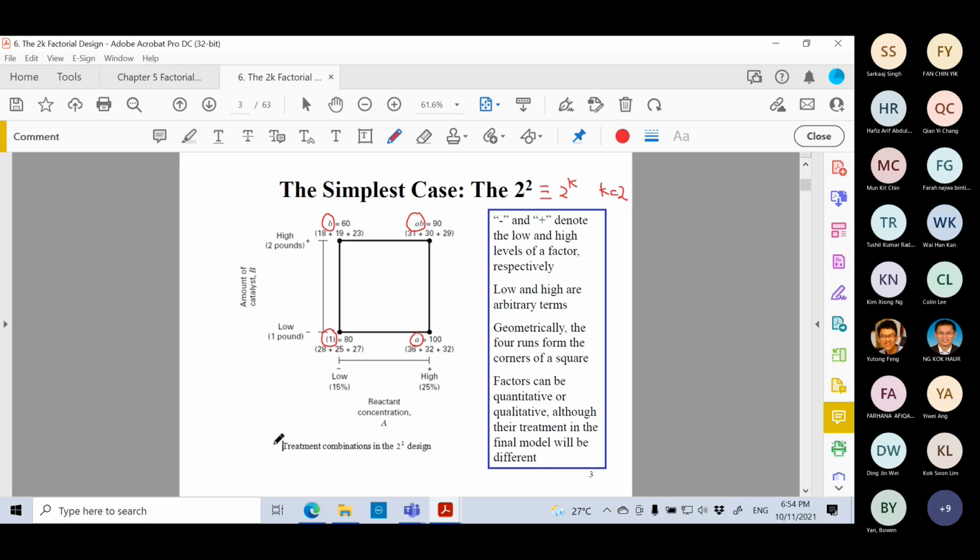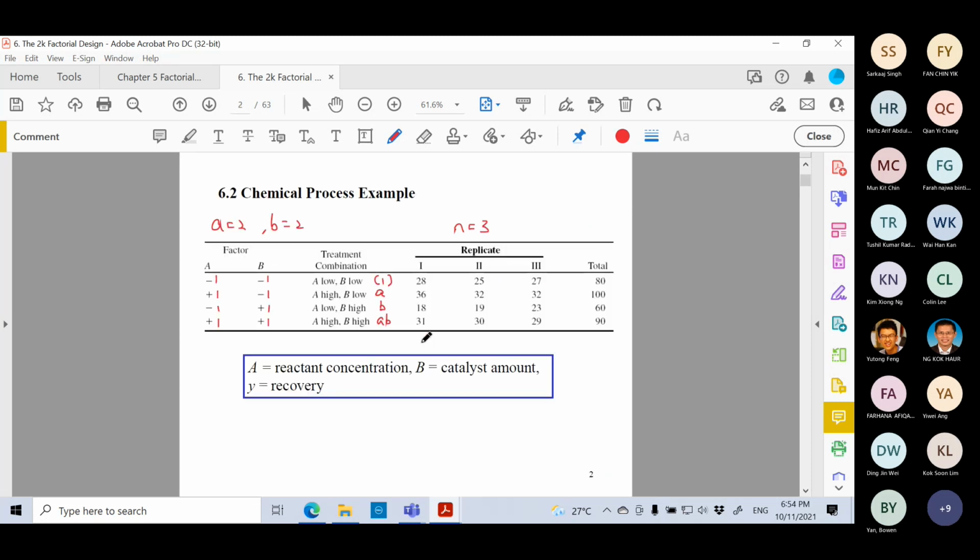So this is a new notation you will consider here. Besides that, as I mentioned, (1) here is a total. So we can refer to (1) as a total of 80, and a here is a total of 100.